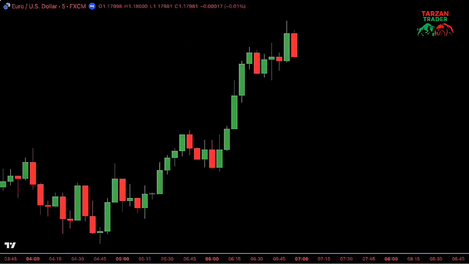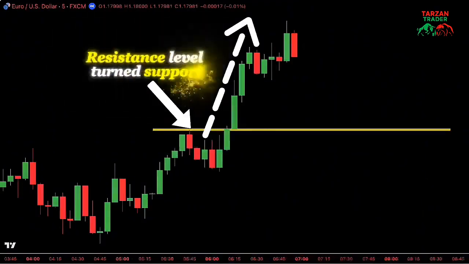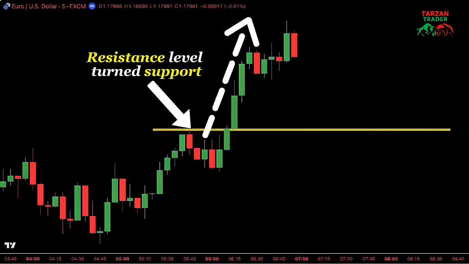As the market moves, we can clearly identify an impulsive move to the upside, where buyers push the price higher with strength. During this move, price breaks above a previous resistance level. This breakout is an important signal because once resistance is broken, it no longer acts as resistance. It turns into support.